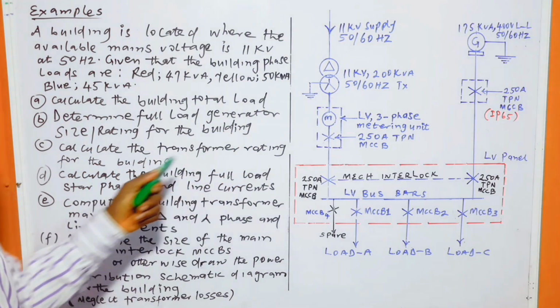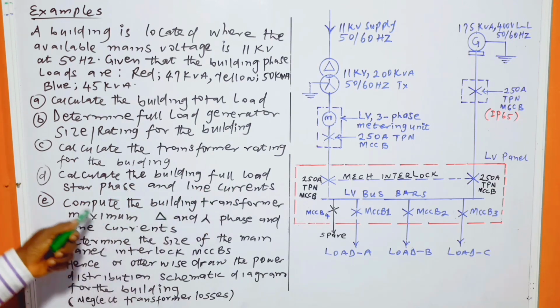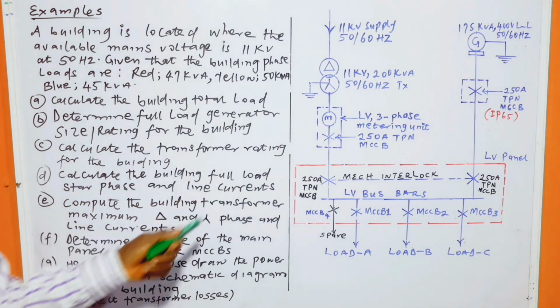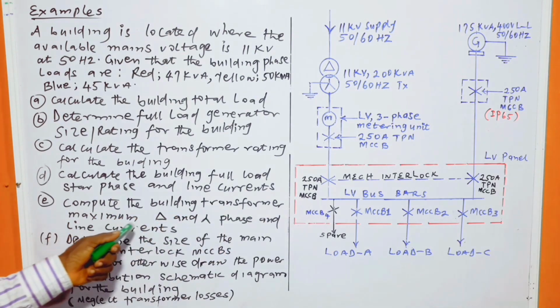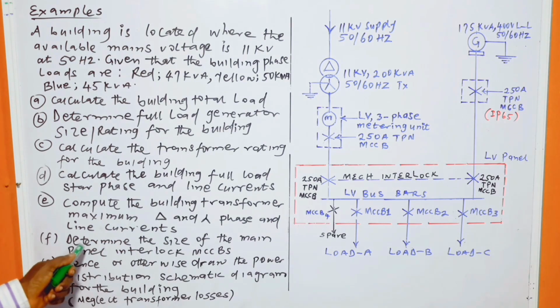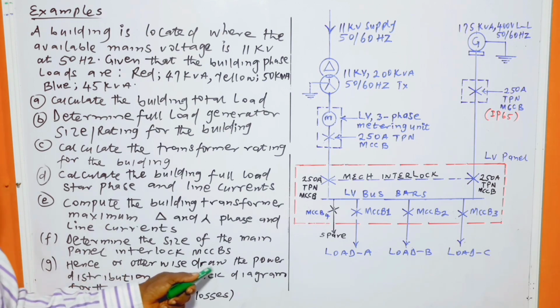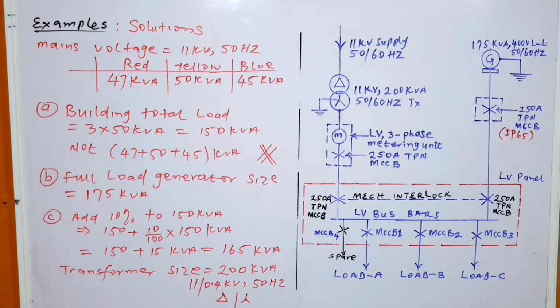Calculate the transformer rating for the building, that is C. D. Calculate the building full load, star phase and line currents. E. Compute the building transformer maximum delta and star phase and line current. F. Determine the size of the main panel interlock MCCBs. G. Hence or otherwise, draw the power distribution schematic diagram for the building. Neglect transformer losses. Moving on.